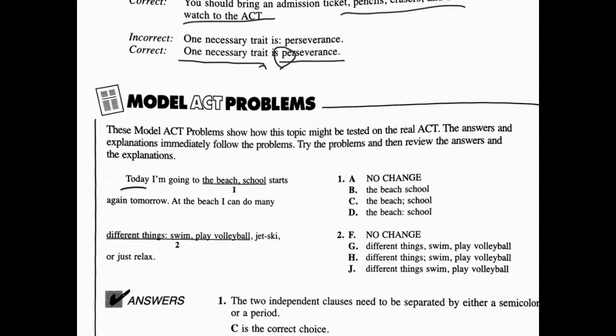And school starts again tomorrow. That sounds like another independent clause, and we know we cannot connect that with a comma. We can connect it, though, with a semicolon, and the answer would be C.